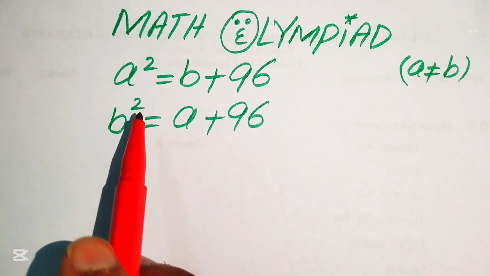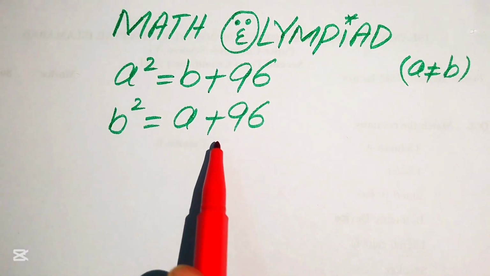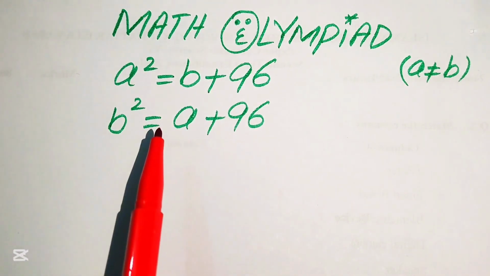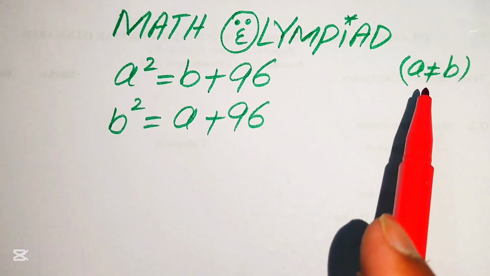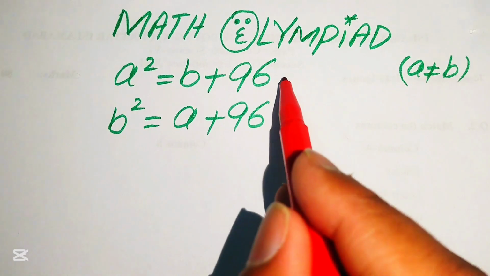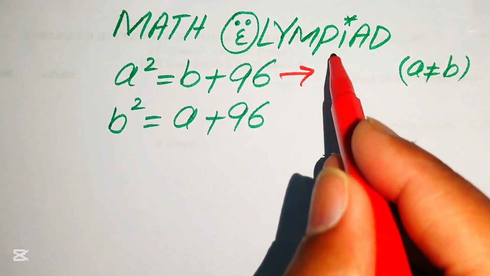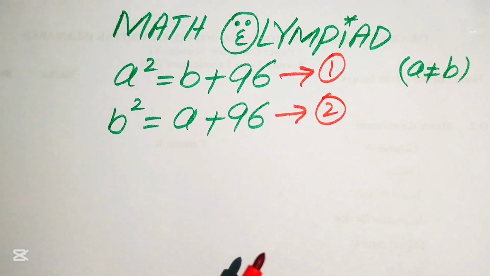So here we have a square equals to b plus 96 and b square equals to a plus 96. We solve this problem for the values of a and b, but remember one thing: a is not equal to b. It means that we solve this problem for the distinct values of a and b. First, we call this equation number 1 and this equation number 2.